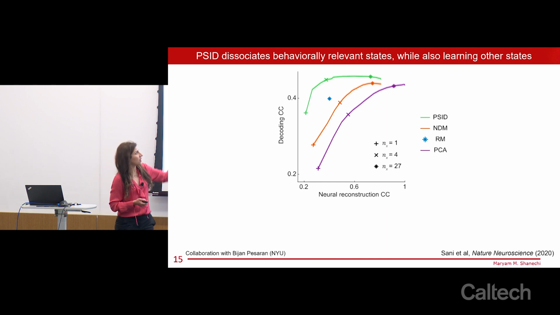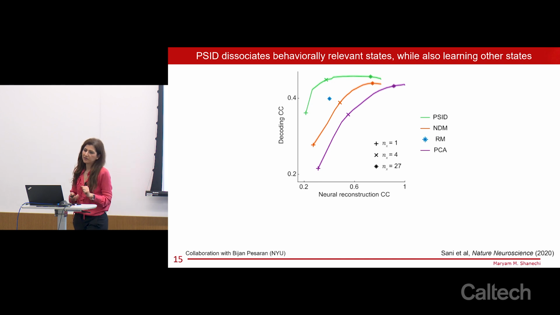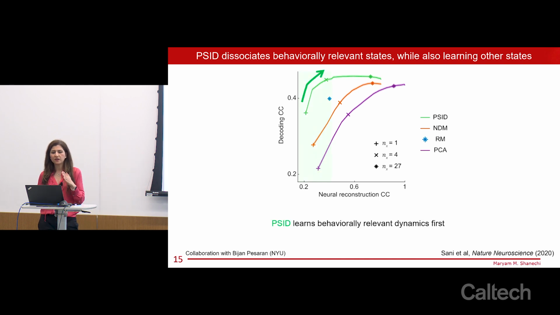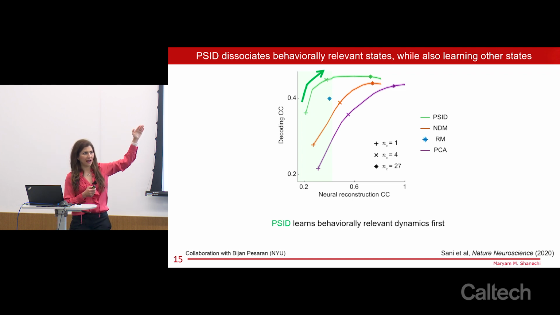So as I'm climbing up these curves, I'm increasing the state dimensions for all 3 methods. So you can see that as I increase the state dimension, PSID first is climbing up the behavior decoding axis.